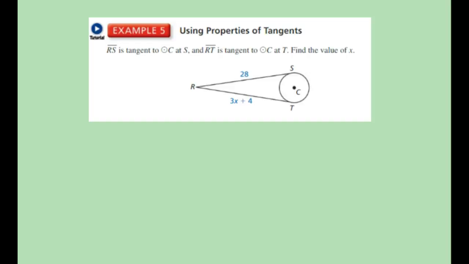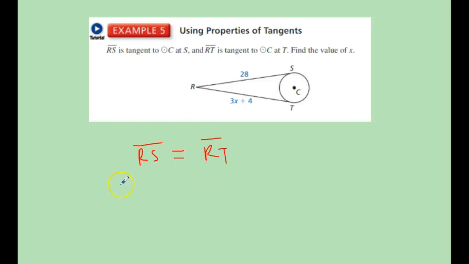So now here's example number 5, using those properties of tangents. And this is our other learning target. I'm told that RS is tangent to circle C at S, and RT is tangent to circle C at T. Find the value of x. Using my theorem, I know that since they're both tangent to the same circle from the same point, segment RS is going to be equal to the segment length of RT.